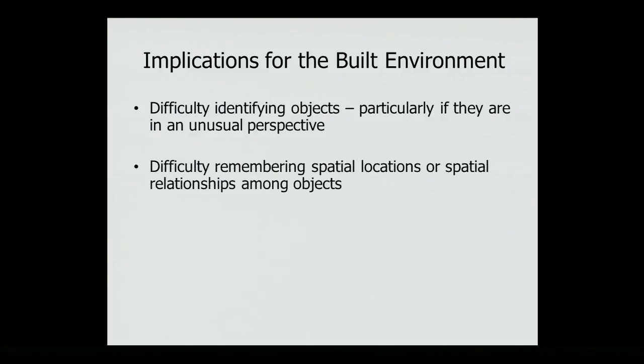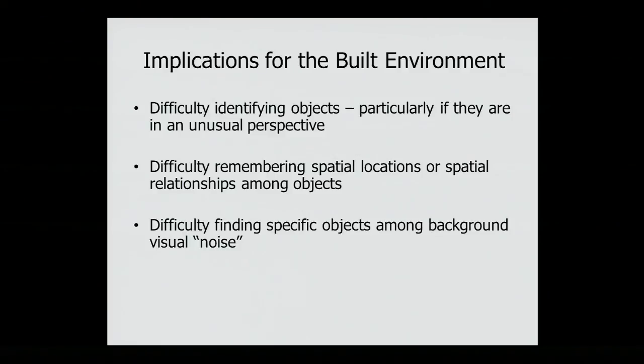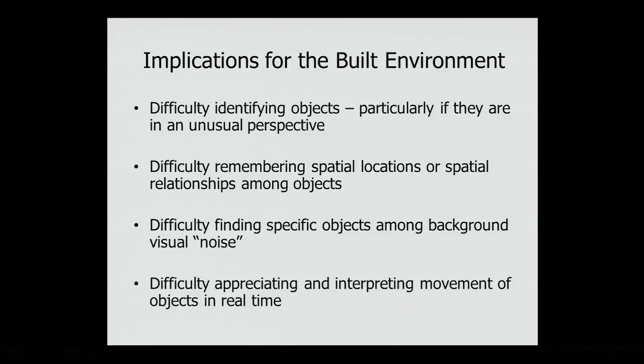They may have difficulty remembering spatial locations or spatial relationships among objects. Difficulty finding specific objects against background noise as well. So if an object is indistinct from the background noise, they may have difficulty picking it up. And then finally, difficulty appreciating and interpreting movement of objects in real time. So any moving stimulus may be more difficult for them to interpret than a stationary object.